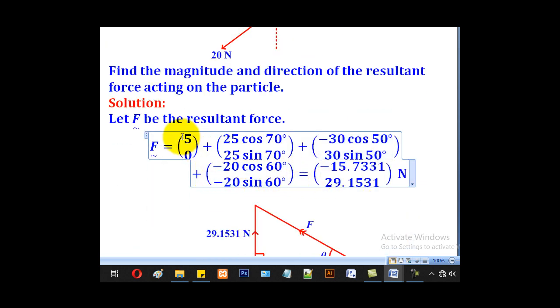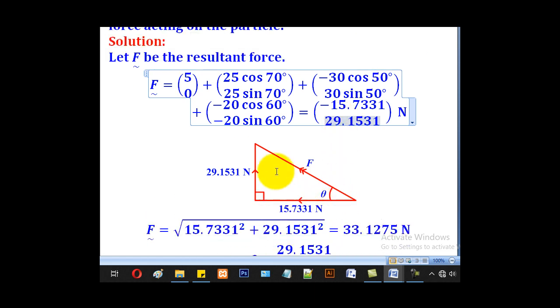So when you use the calculator, you add all these component by component. We shall start with the horizontal components. Add 5 to 25 cos 70 to negative 30 cos 50 to negative 20 cos 60. You'll come up with negative 15.7331. Do the same for the vertical. 0 plus this plus this plus this will give you 29.1531 newtons. But remember, they want magnitude and direction. So this negative horizontal means it's going to the left. Then positive vertical means it is going upwards.